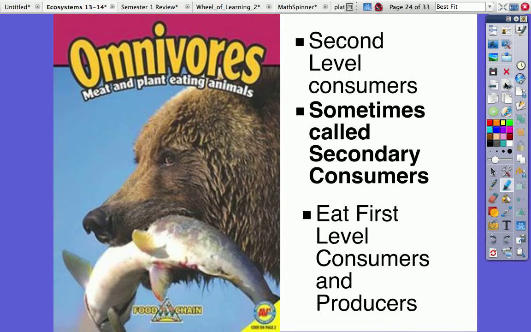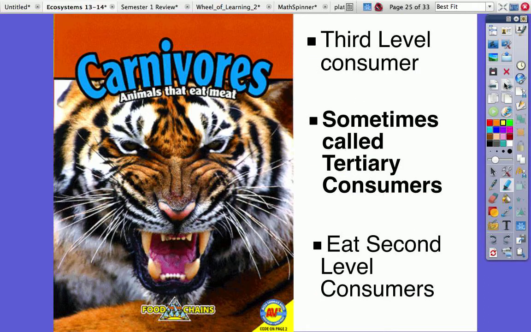And then we also have omnivores. These are second level consumers. We call these secondary consumers. They can eat consumers and producers. We are omnivores. And then finally we have our top predators, which are the carnivores. These are your third level consumers, also called tertiary. These eat usually just meat, so they eat the second level consumers.